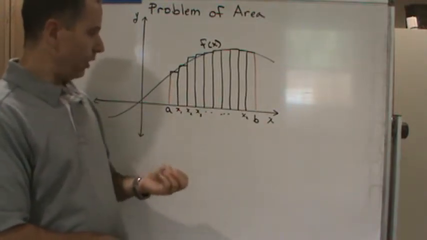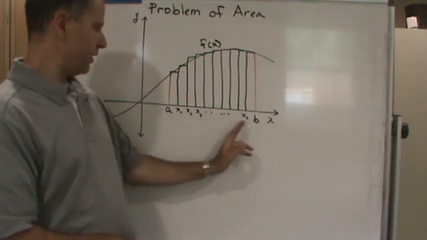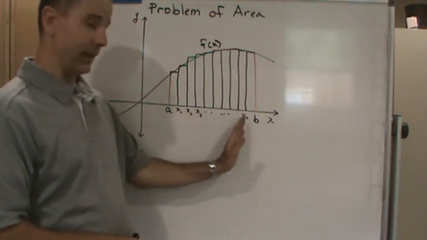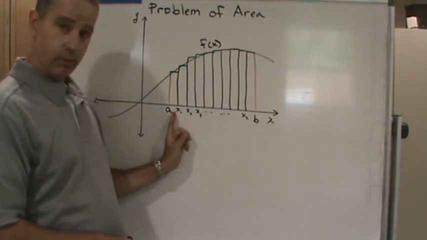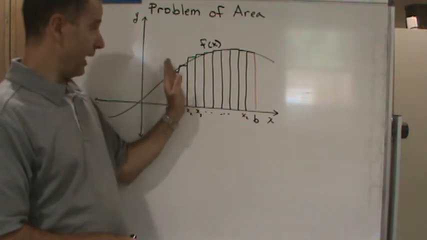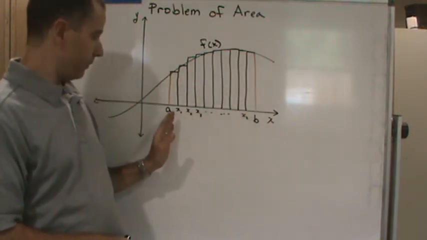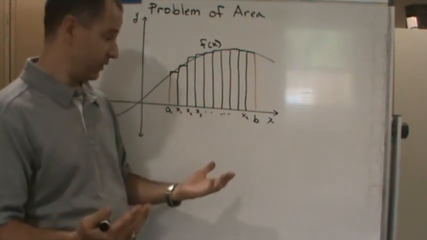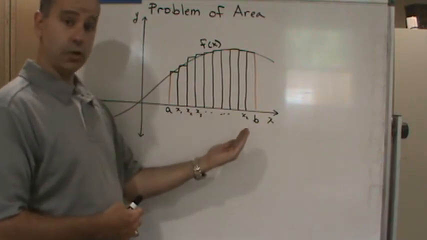Now, what happens if we do more subintervals? What if, instead of this many, we do more subintervals? Well, the more subintervals we have, the smaller the width becomes, and the more accurate the sum of these rectangles becomes. Which brings us to the idea of taking a limit again. So we're going to take the limit as the number of subintervals gets larger.